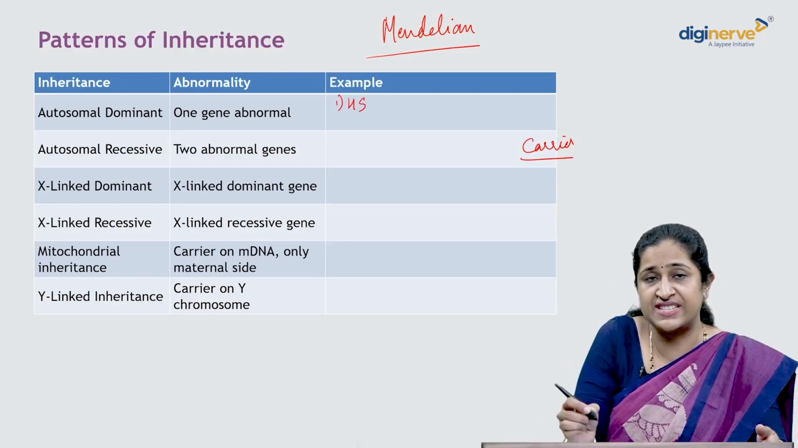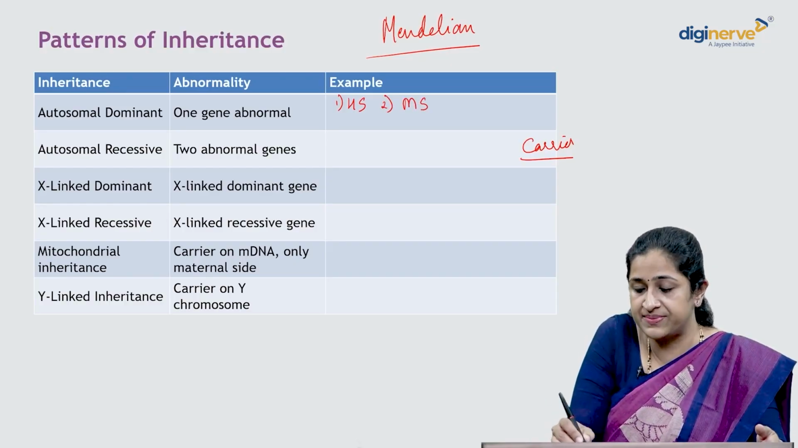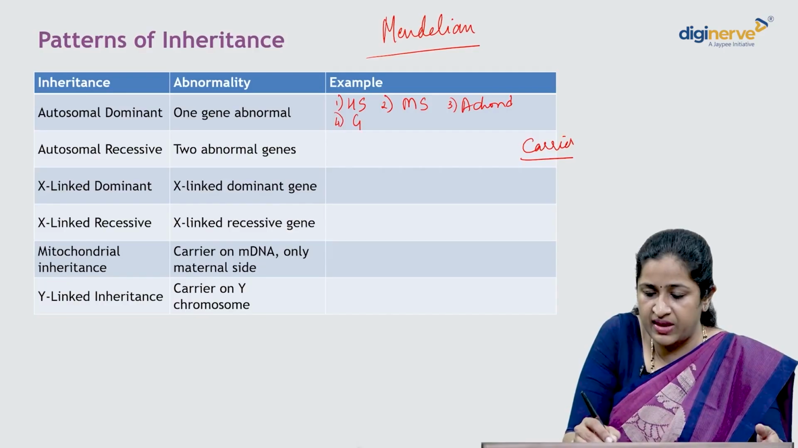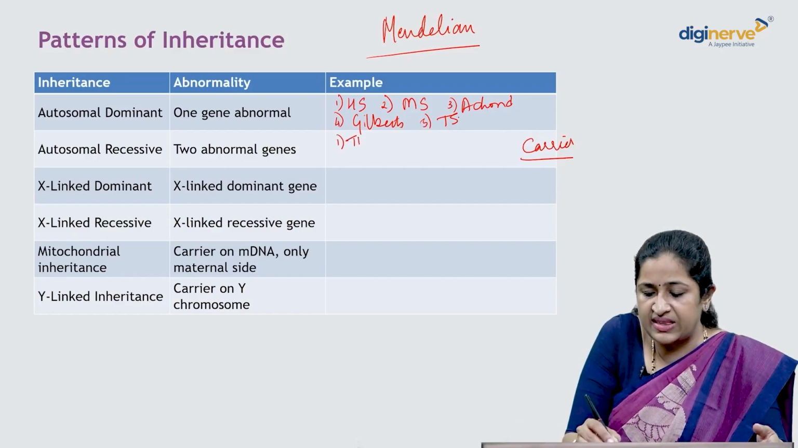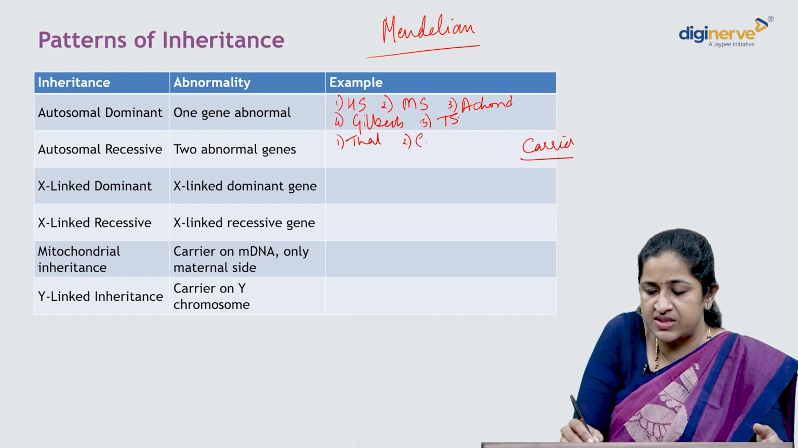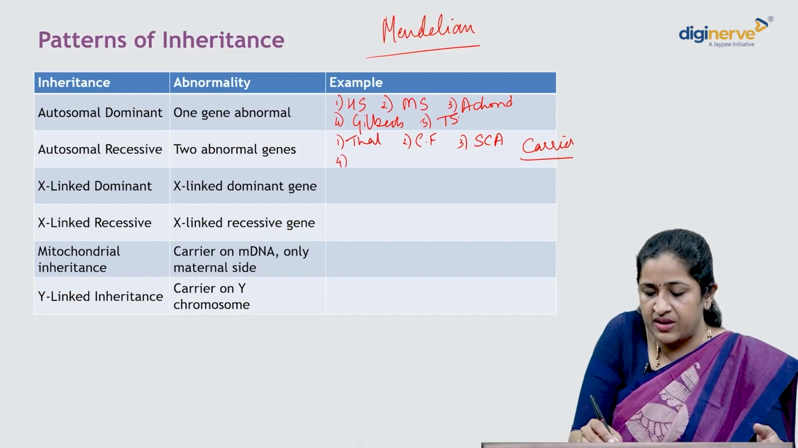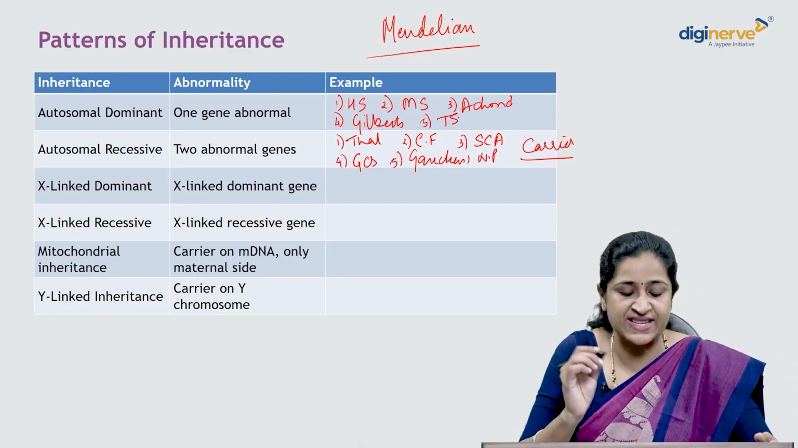Autosomal dominant: HS, hereditary spherocytosis, Marfan syndrome, achondroplasia, Gilbert's, tuberous sclerosis, etc. Autosomal recessive: thalassemia, cystic fibrosis, sickle cell anemia, glycogen storage conditions, Gaucher's, Niemann-Pick. Now these all are autosomal recessive conditions.